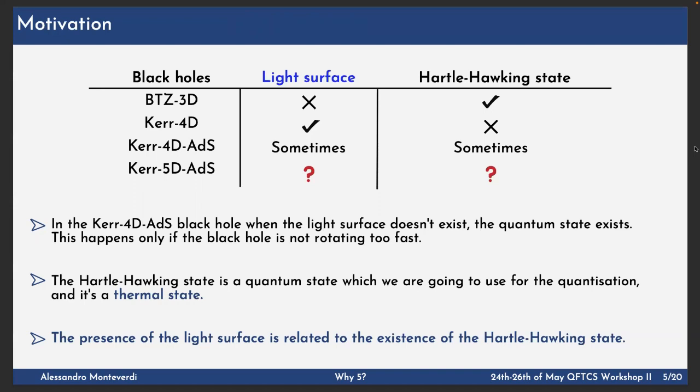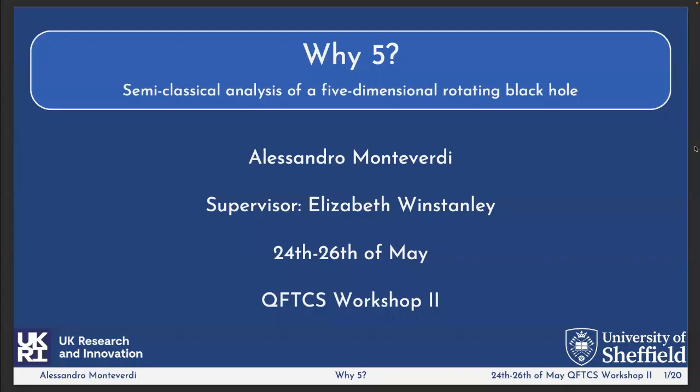So if we don't have a light surface, can we build a Hartle-Hawking state? The Hartle-Hawking state, we heard it before, is a quantum state, a thermal state, and it's the one we are going to try to build to then do the whole QFT prescription, so try to evaluate observables. It's the quantum state that we are going to use. And for AdS, we have this result sometimes: if my black hole is rotating not too fast, then the light surface doesn't exist and the Hartle-Hawking state can be built. So we're going to try to check if this works in 5D or not.